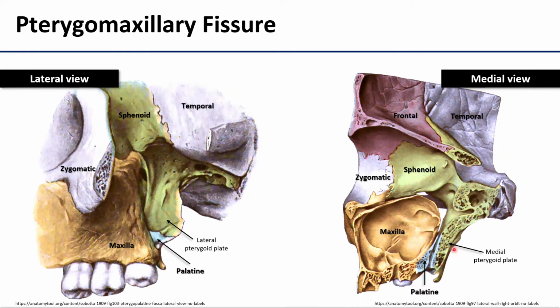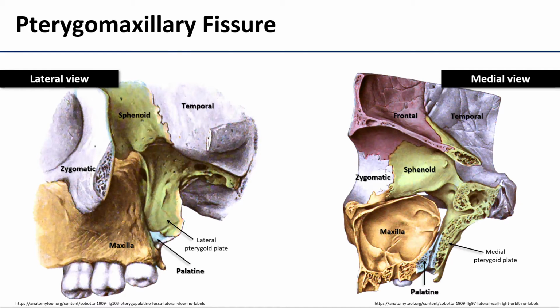Coming over to the right then, what you're looking at over here is essentially just the inside of the image on the left. So it's the same bones, you're just looking at it as if someone has cut the skull directly down the middle of the orbit here. So we're seeing the inside of the maxilla here, where we were seeing the outside over here. Same thing with the zygomatic and the sphenoid.